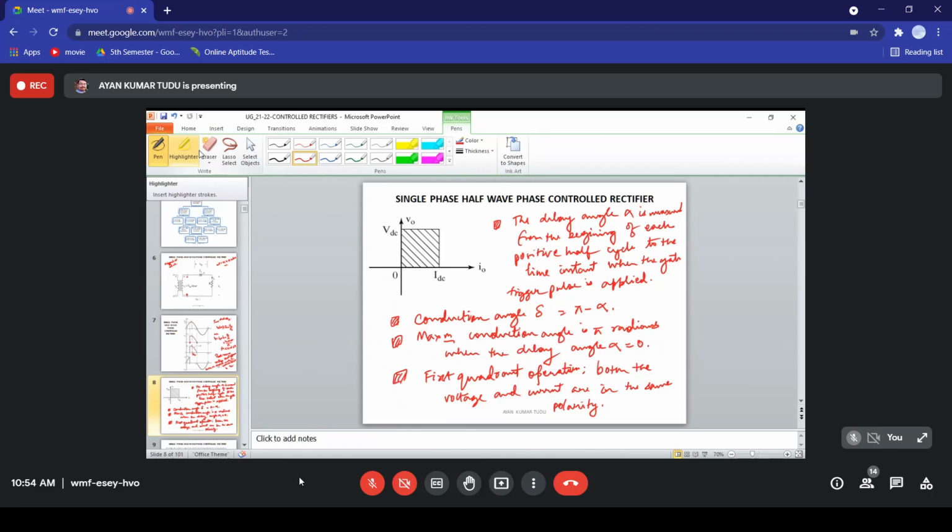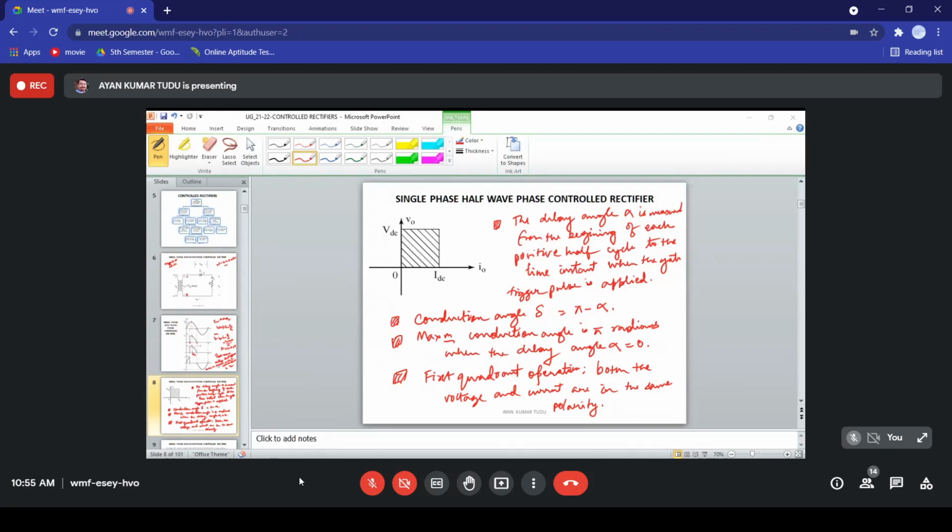Now what I can do is just give you the alpha value, and depending upon the alpha value, you have to find out the performance parameters. Suppose the firing has occurred at alpha equal to 30 degrees, 60 degrees, like that, and we can then find out our performance parameters. So what are the performance parameters we have to find out?